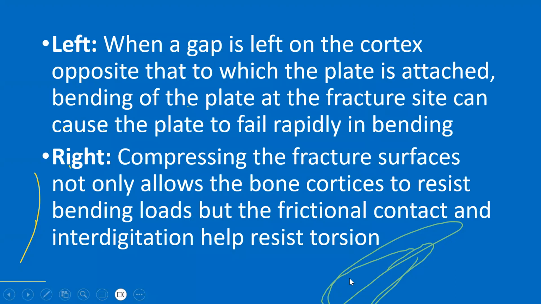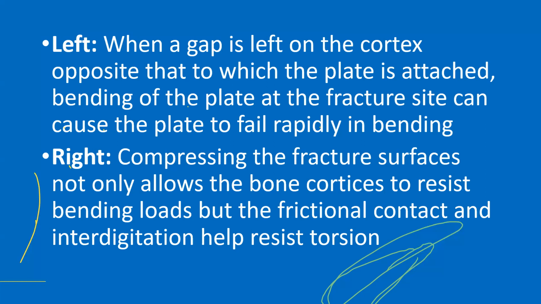When a gap is left on the cortex opposite that to which a plate is being applied, this is something very important for the young orthopedics. If you apply a plate with some distraction, what happens? When a gap is left on the cortex, opposite that to which the plate is attached, bending of the plate at the fracture site can cause the plate to fail rapidly in bending.